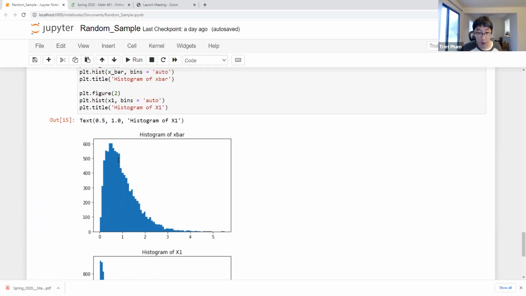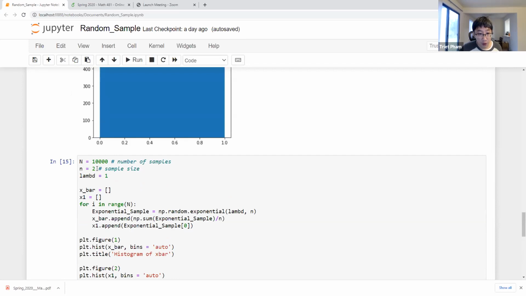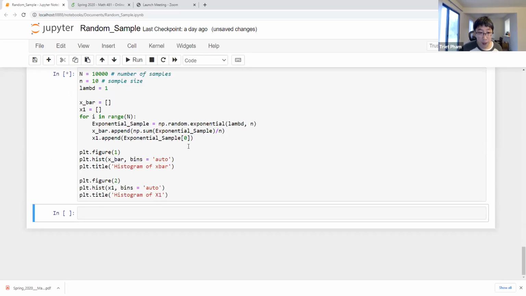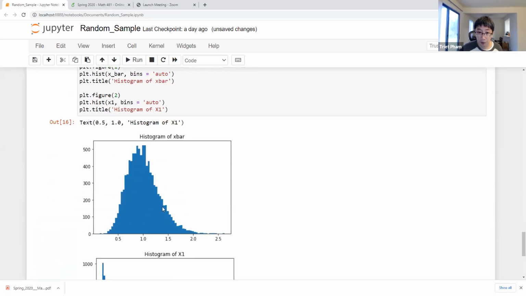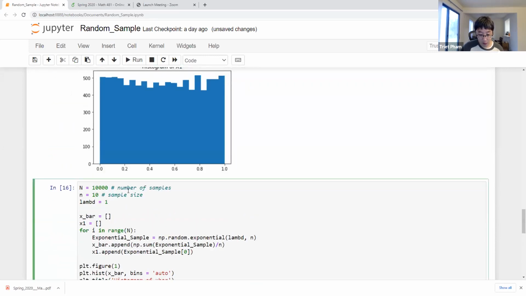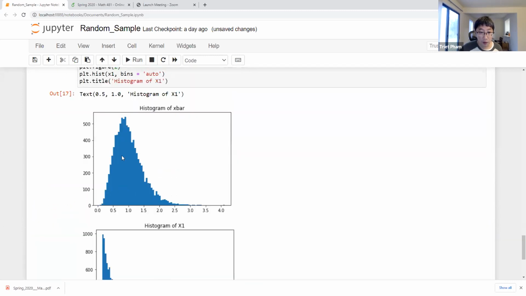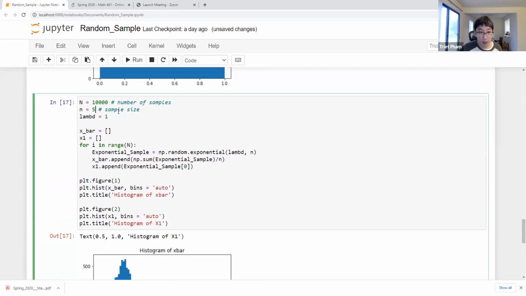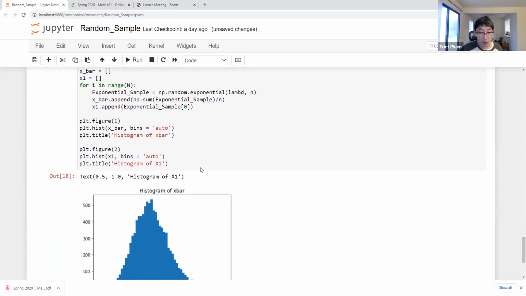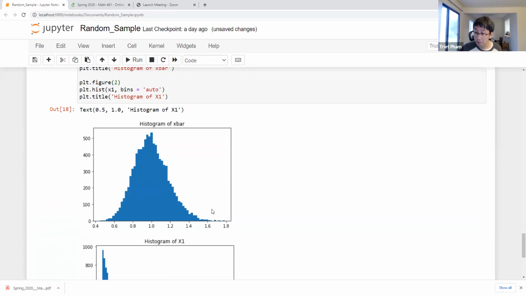This is non-exponential. But of course, if I push the n to be large, it starts to pick up the normal shape. Maybe let me do 5 for you. And then of course, if you say 30, that golden number for some reason, pretty decent. That's the central limit theorem for you right there.